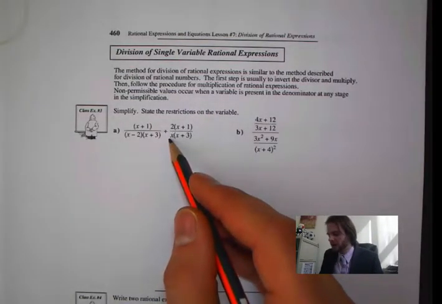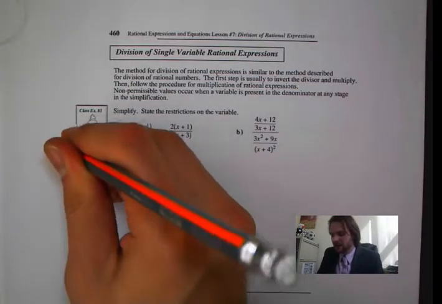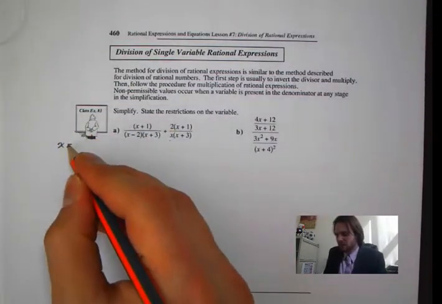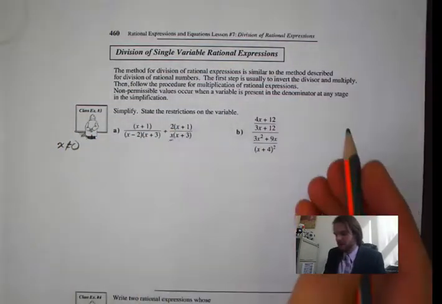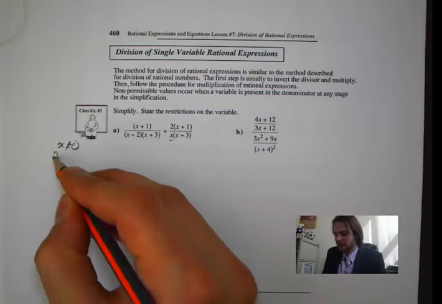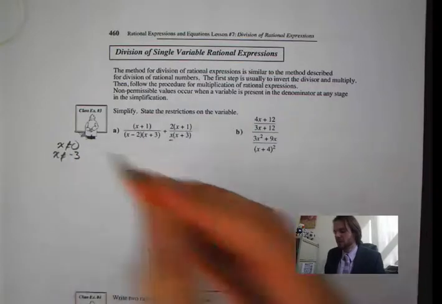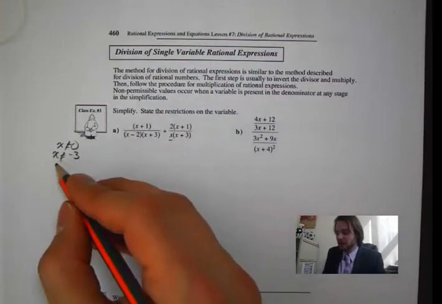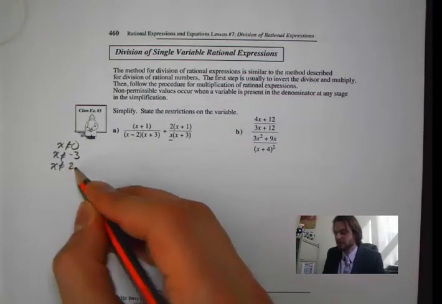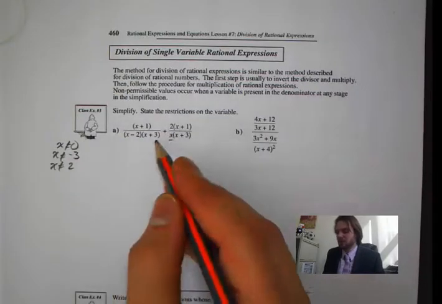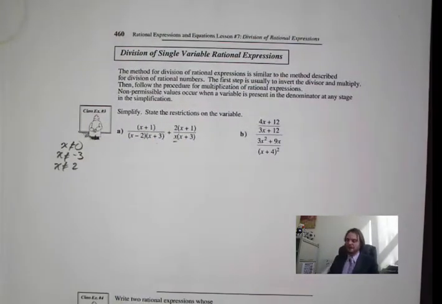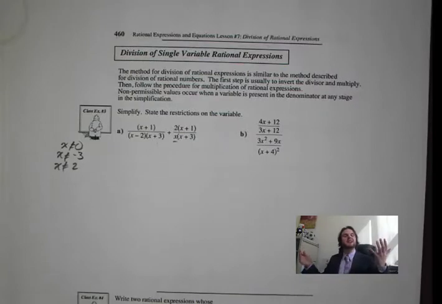I have here, we have x cannot equal 0 because of that guy. We also have x cannot equal negative 3. It's already in factor form, so it's easy. x cannot equal 2. And we have x cannot equal, well, negative 3. That's already being used. Now, let's make it so we can solve it.